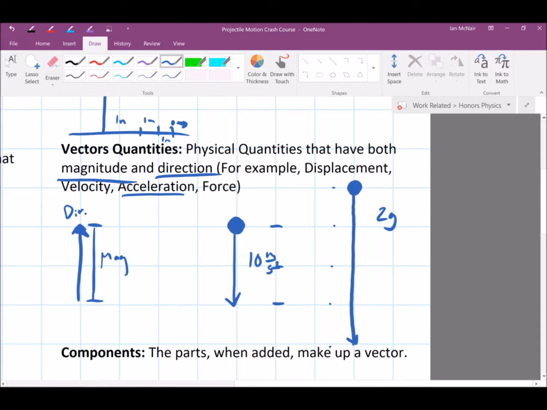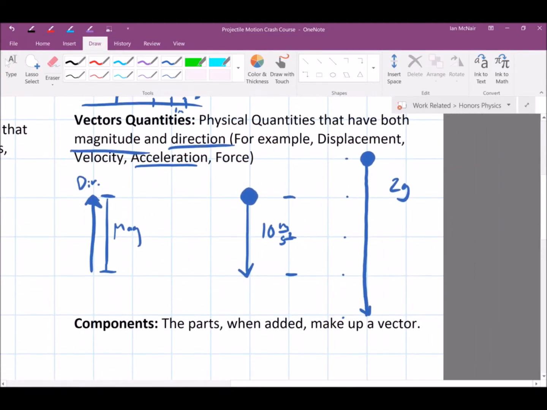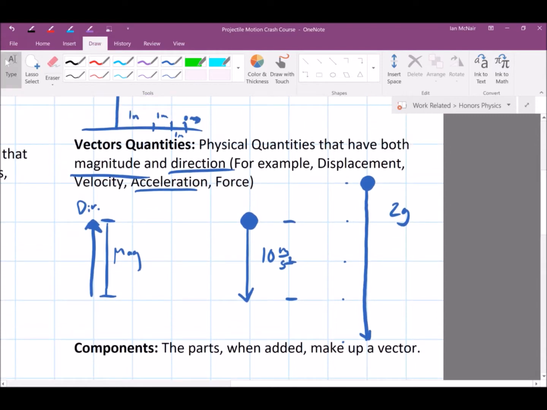Usually we try to draw them to scale, but the nice thing about physics is as long as you're doing the math correctly, you don't necessarily need to draw to scale. And vectors, like any other scalars, can be added and subtracted and multiplied in similar ways. You just have to worry about direction.